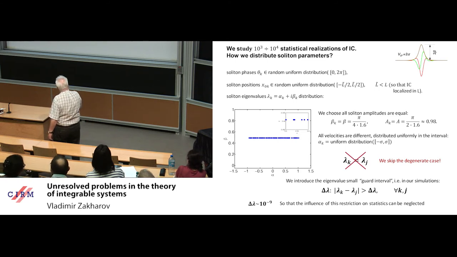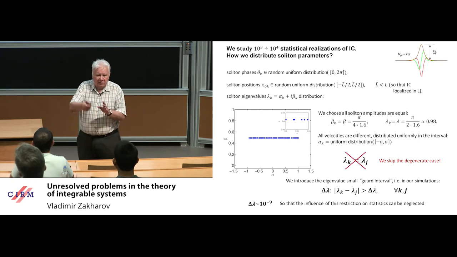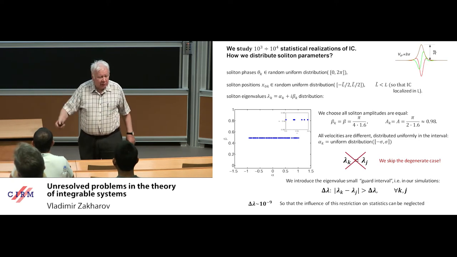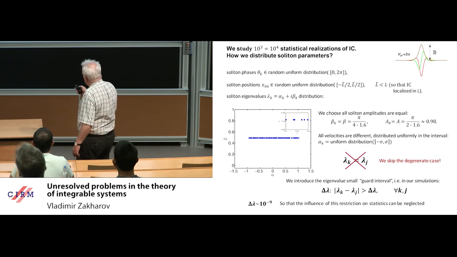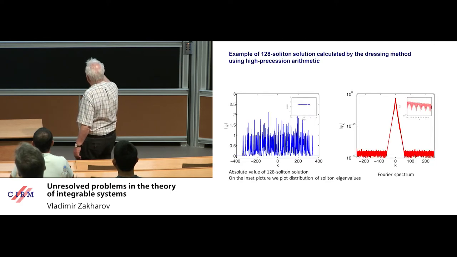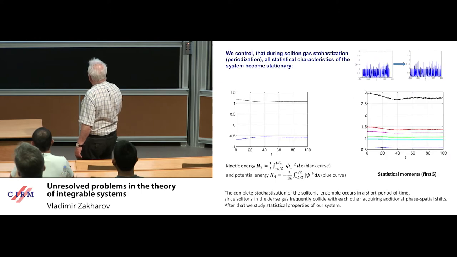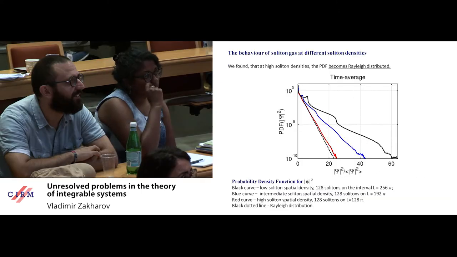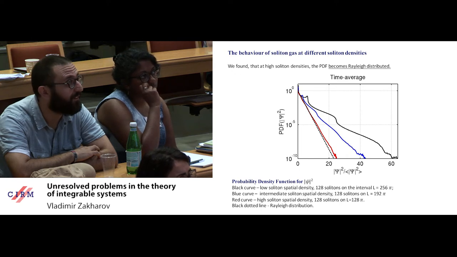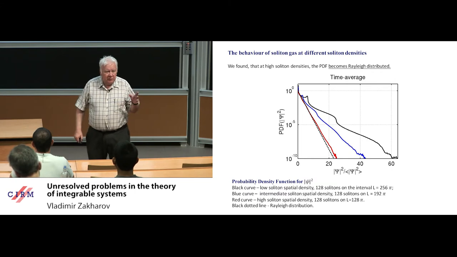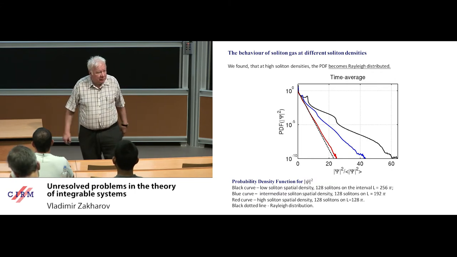with random phases. And so this is the position of poles on a complex plane. So real part is the same, imaginary part is different. So all solitons have the same amplitude, but they have slightly different velocities. And again, this is a spectrum. And again, if you wait for a long time, you get a Rayleigh distribution. I think it's kind of a general theorem, but so far we have not explained it.